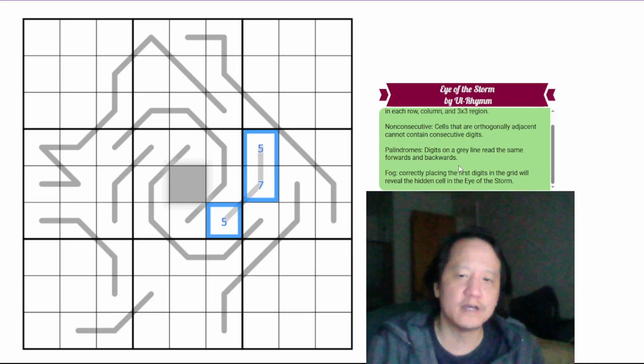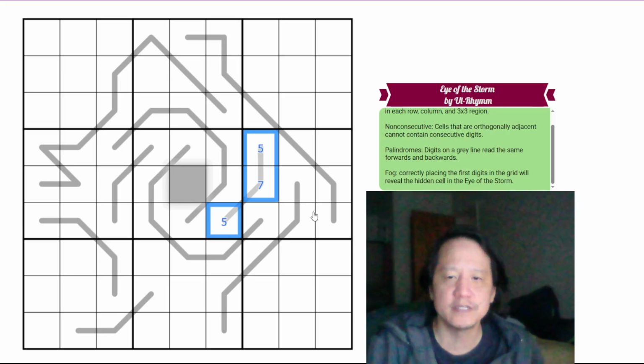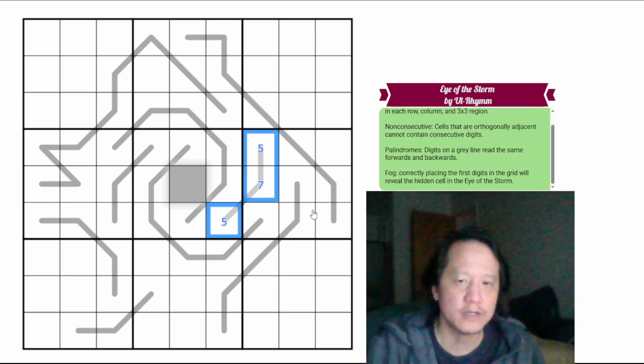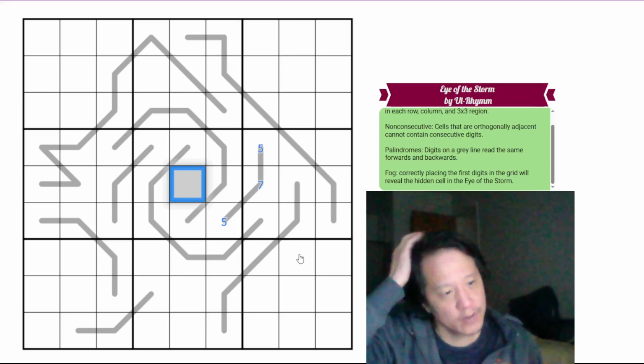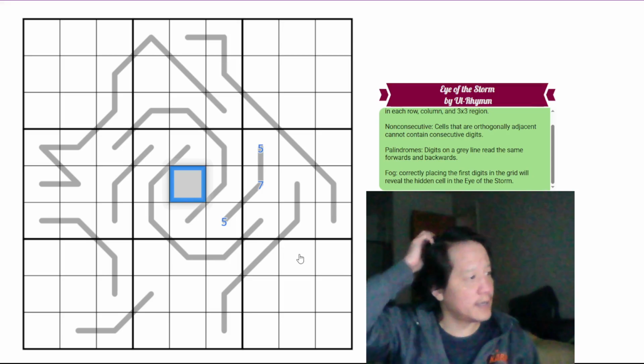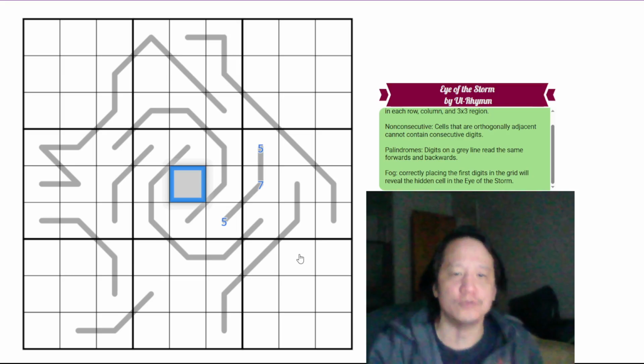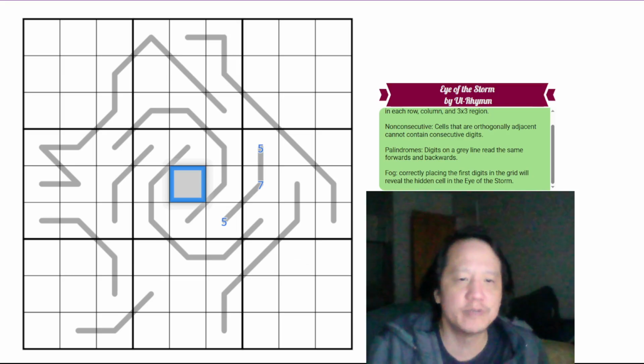And we finally have fog, where correctly placing the first digits in the grid will reveal the hidden cell in the eye of the storm. Pretty cool. Anyways, those are all the rules. If you'd like to play along, there's going to be a link in the description. And now, I'm going to get started. Let's go.